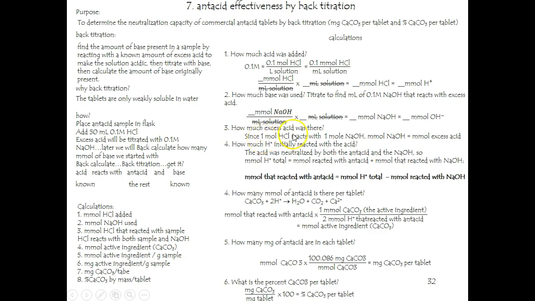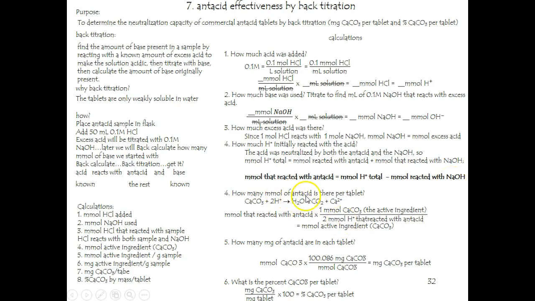How much excess acid was there? Since 1 mole of HCl reacts with 1 mole of sodium hydroxide, the millimoles of sodium hydroxide must equal the millimoles of your excess acid. How much H plus, that's acid, was initially reacted with the antacid? Well, the acid was neutralized by both the antacid and the sodium hydroxide. So here's the total. The millimoles of acid in total equals the millimoles that reacted with the antacid plus the millimoles that reacted with the sodium hydroxide. So the millimoles that reacted with the antacid equals the millimoles of total minus the millimoles that reacted with the sodium hydroxide.